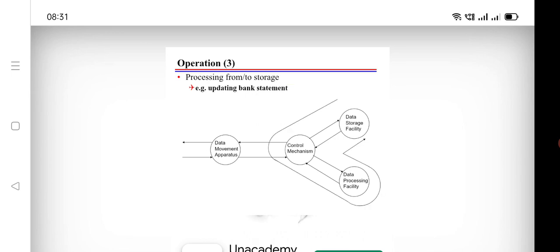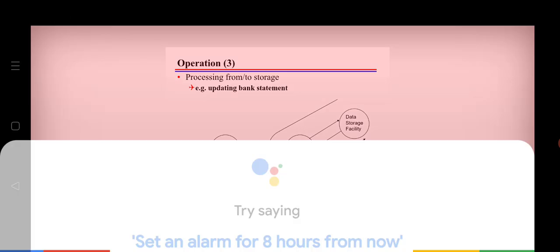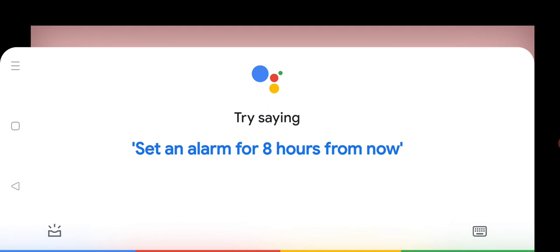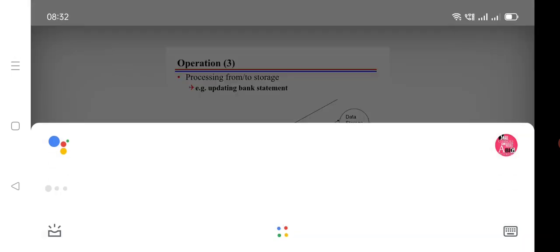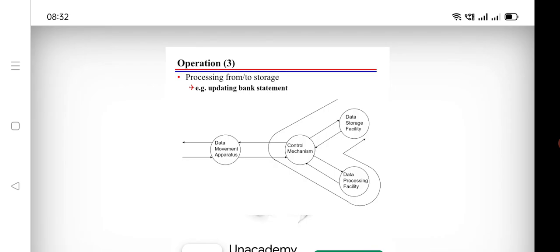Coming to the third operation, processing from or to storage. From the storage we take the data, process it, and then store the data back to the storage facility. So how will this be done? An example is updating your bank statement. How are we going to do this?